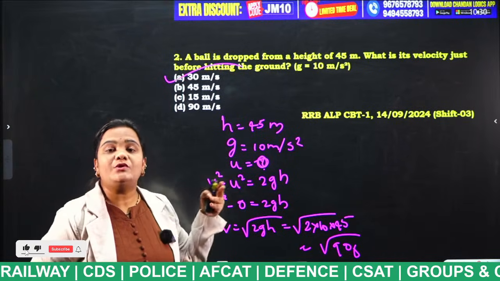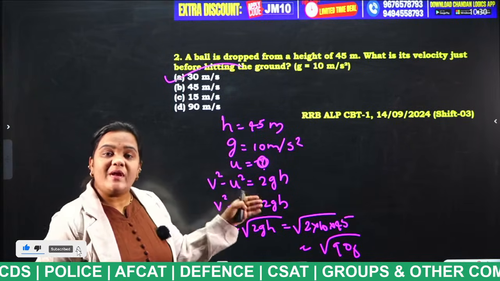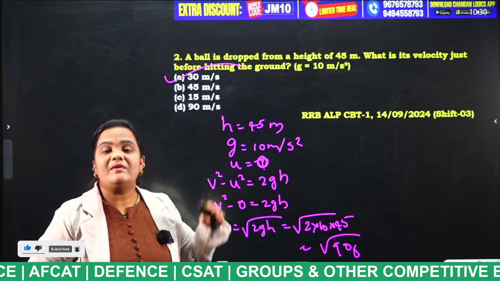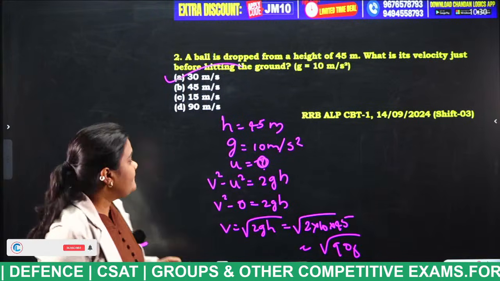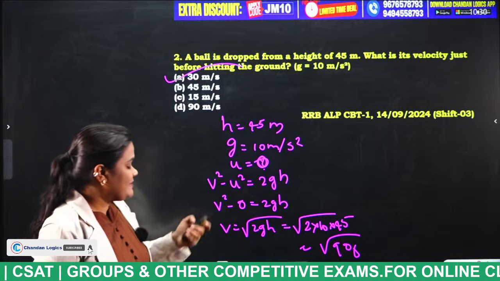You can do it in two methods. I think V square minus u square is equal to 2gh will be very, very easy to solve. So what is the answer? 30 meters per second.